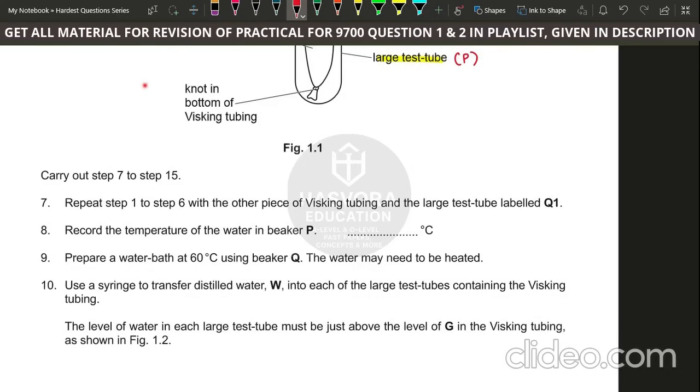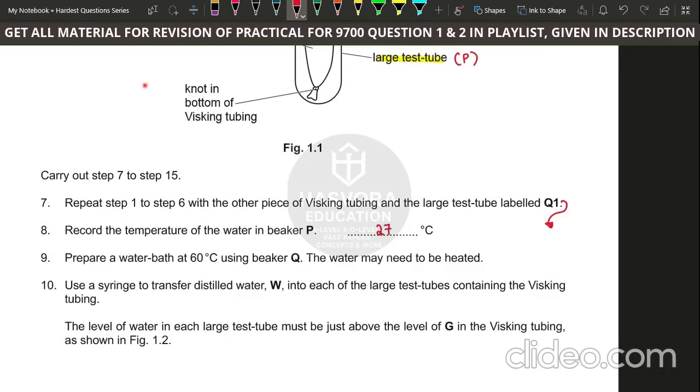Now the P was actually for the room temperature. Now this is for the beaker with the hot water, so you just have to repeat it with that one. Then record the temperature of the water present in beaker P. Beaker P was the one with the room temperature, so let's just assume that it is at room temperature, and you will be given the thermometer for that, so it is 27 degrees Celsius.